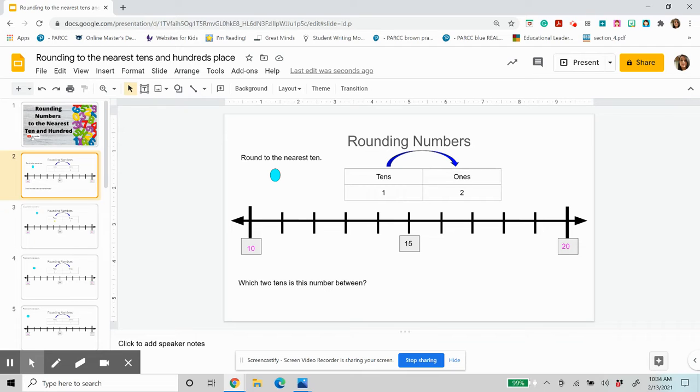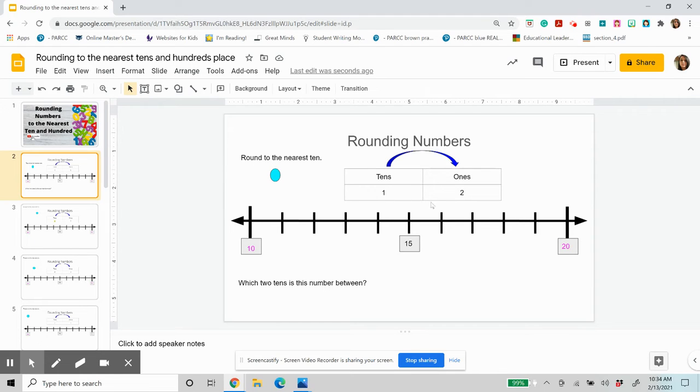So let's start exploring rounding numbers, okay? Rounding is like an estimate, right? When you don't need an exact number. And so here we're saying round to the nearest 10.